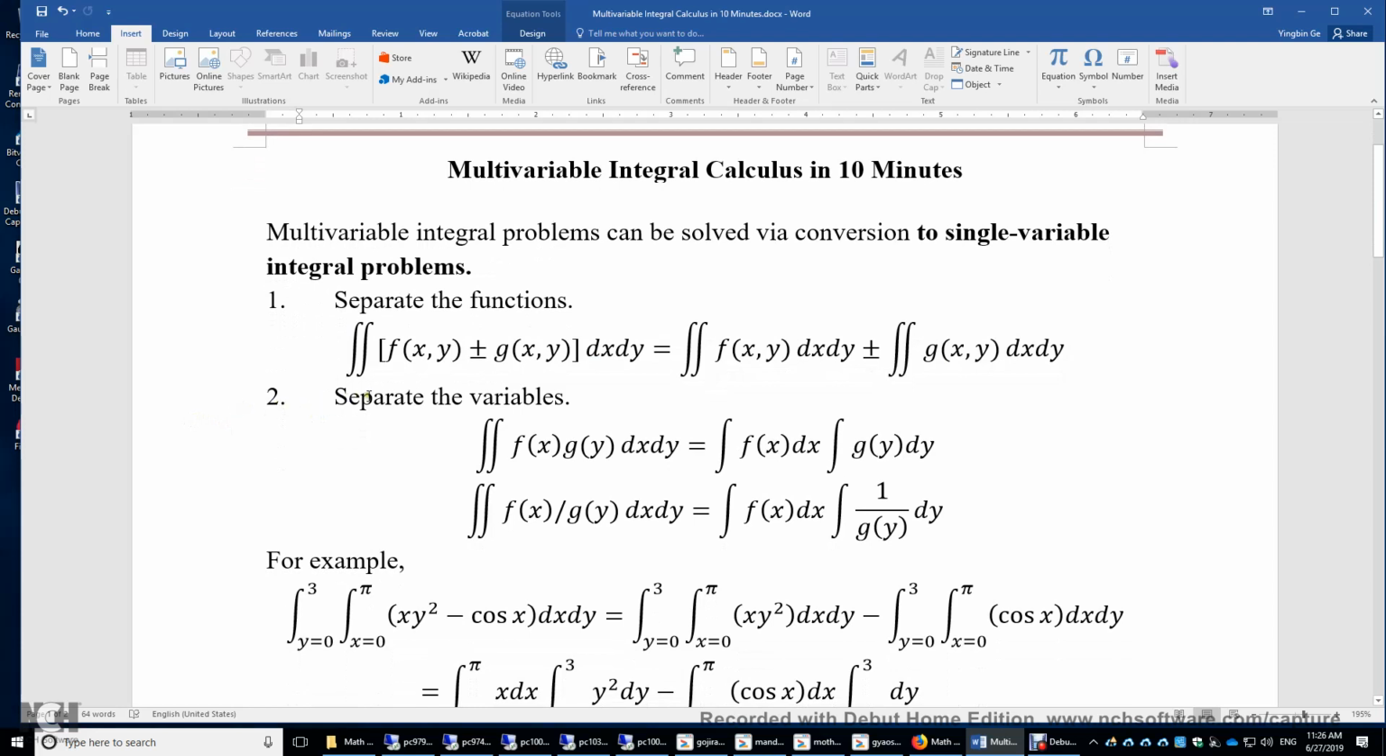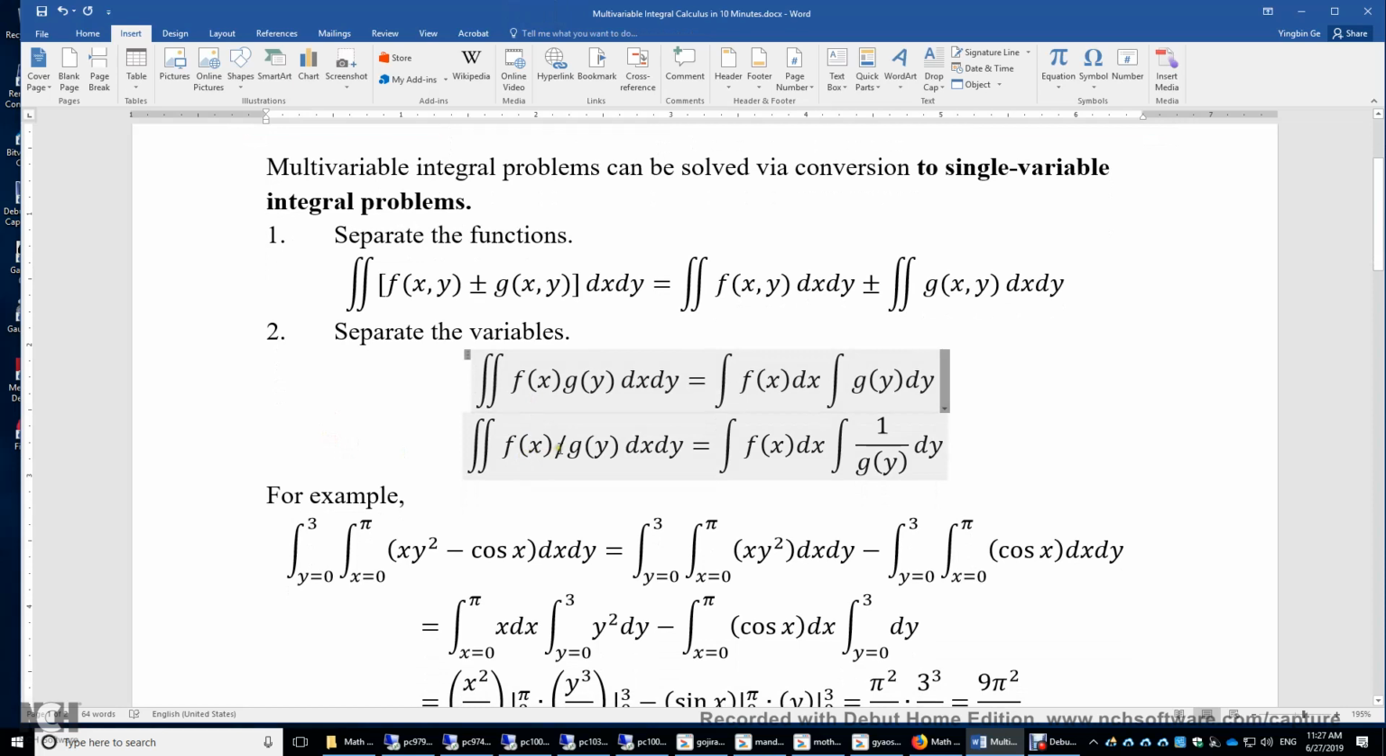Rule 2. Separate the variables. If you integrate a product of f of x and g of y, the result is the integral of f of x times the integral of g of y. What about the integral of f of x divided by g of y? The result is the integral of f times the integral of 1 over g. This comes from the product rule.